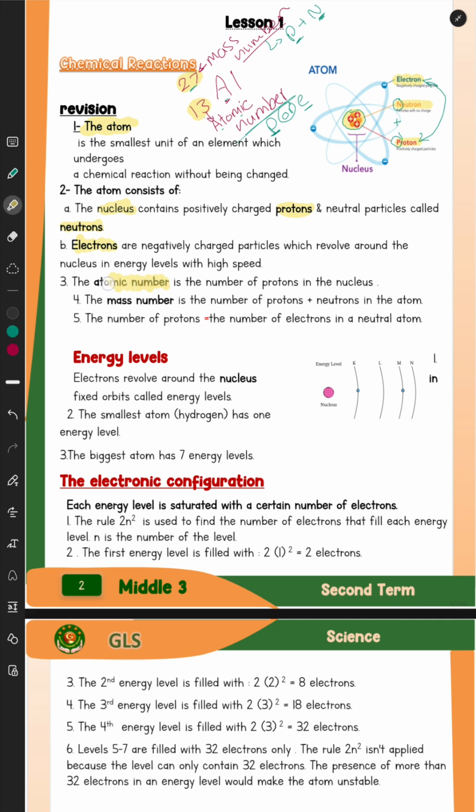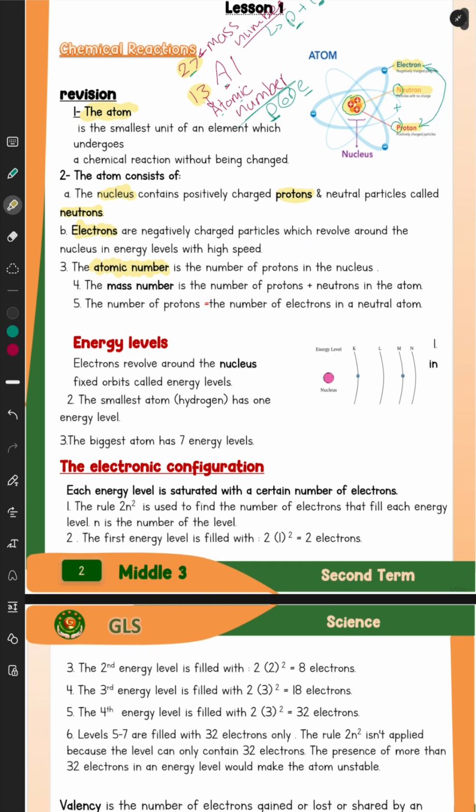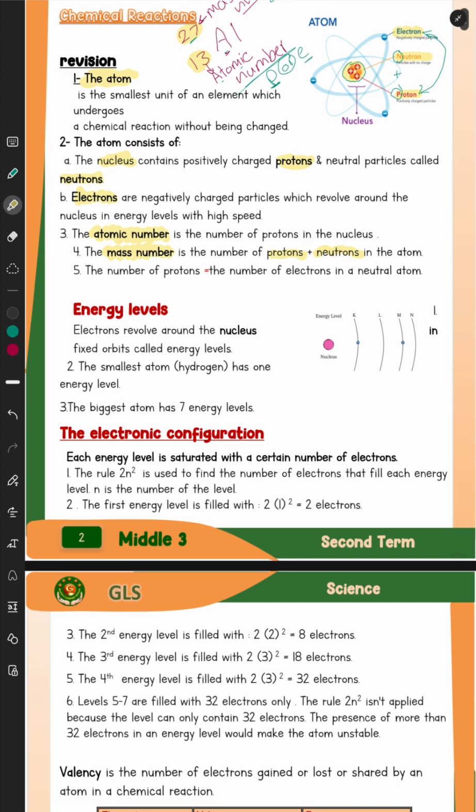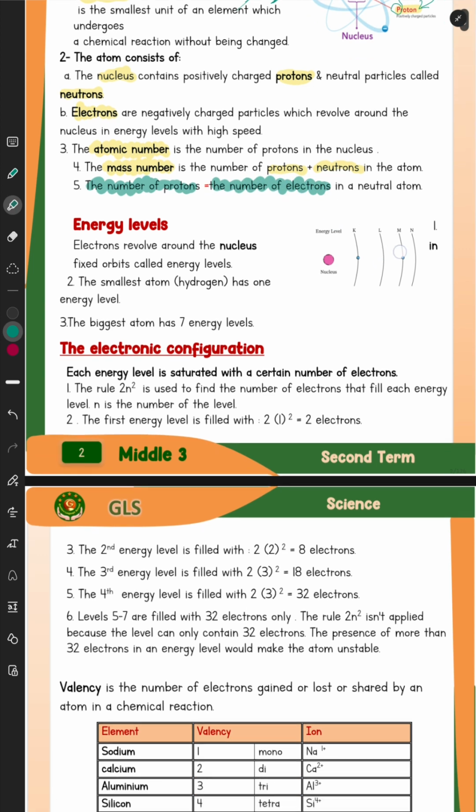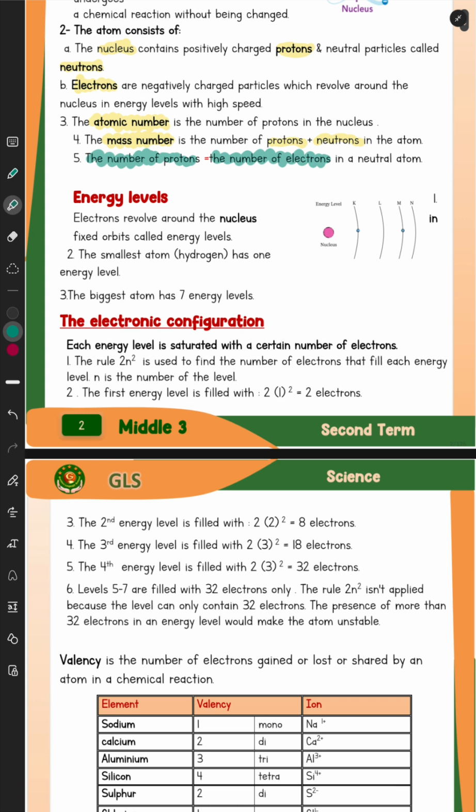Okay, and we also have the atomic number. As we said before, the atomic number is the number of protons in the nucleus. And we also have something called the mass number. Mass number is the number of protons plus the number of neutrons inside the atom. Okay, the first law: the number of protons equals the number of electrons, as we said before. Okay, this is easy. All of this is easy. What about energy level?